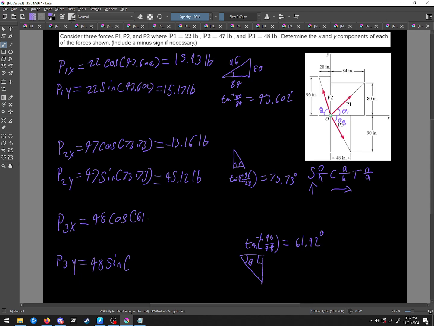Okay, so 61.92, 61.92. This is going to give us 22.58. And this one's going to give us, and of course that's negative. Wait, positive x direction, negative y direction. This one's going to be negative. And it's going to be 42.35. Yep. And that's how you do this problem.